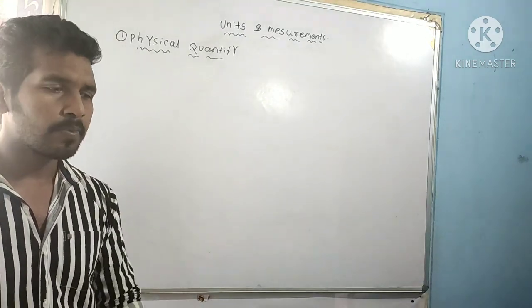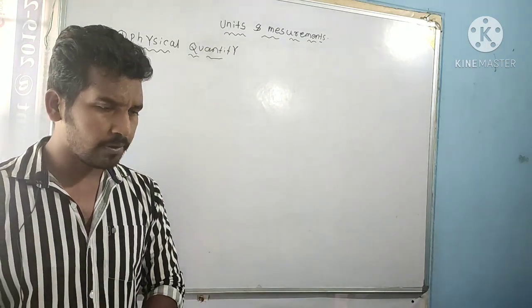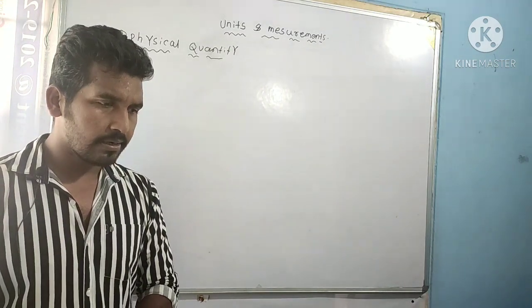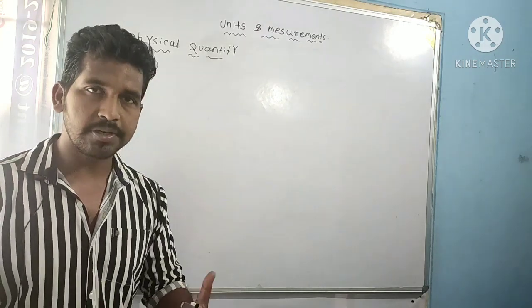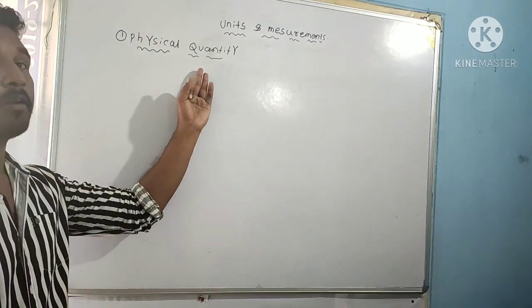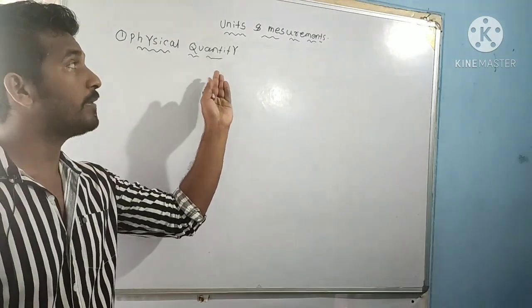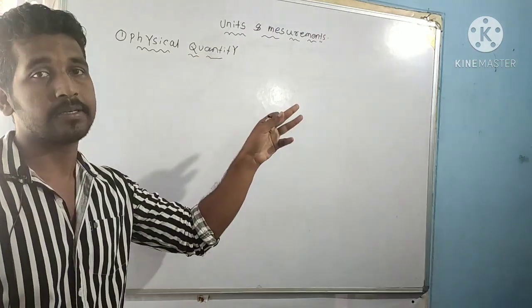Just for example, if I ask what is the length of this bench, then you can look and say that it may be 2 meters. You can observe it and you can measure it. So this is a physical quantity. So a physical quantity is a quantity which can be both observed and measured.